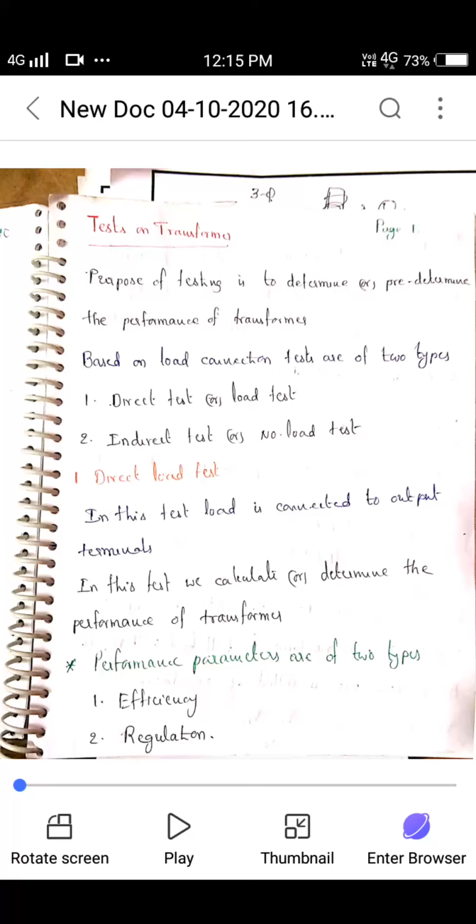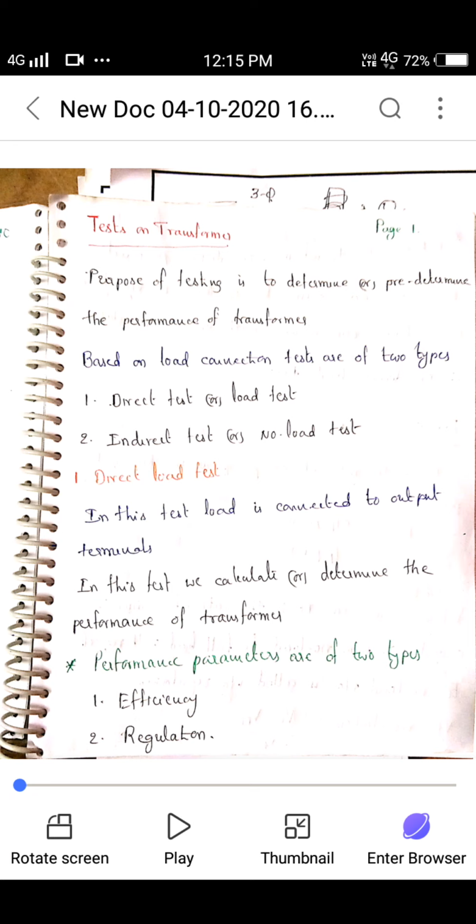Now today's topic is tests on transformer. Means we are going to test the transformer. First we have to know what is the purpose of testing. The purpose of testing is to know the performance of any machine or device.